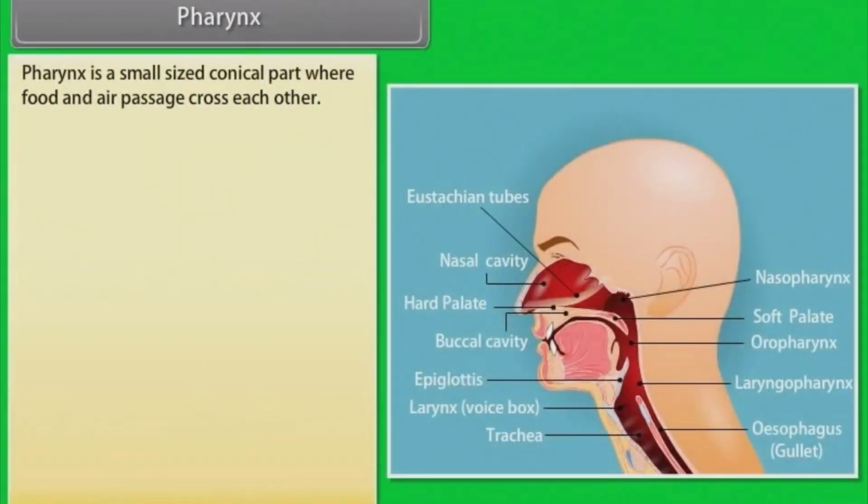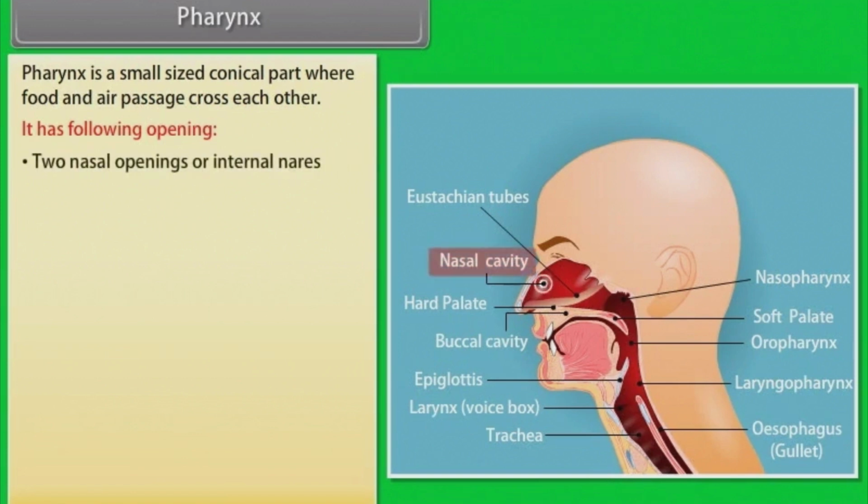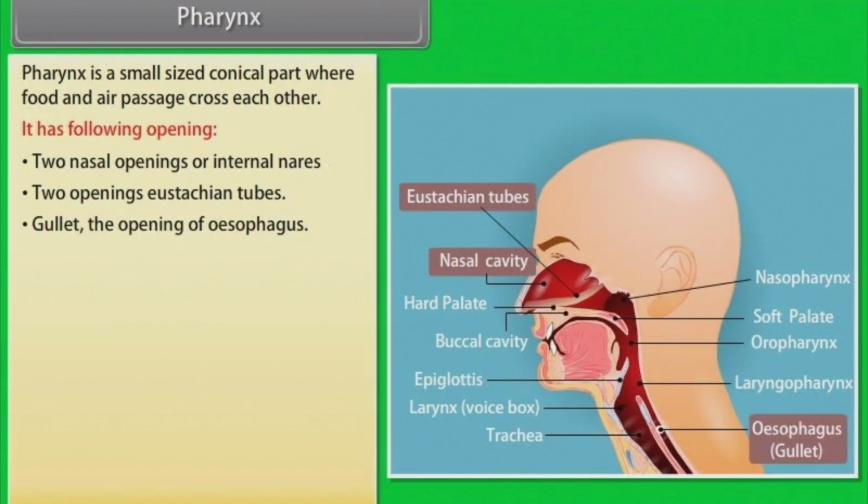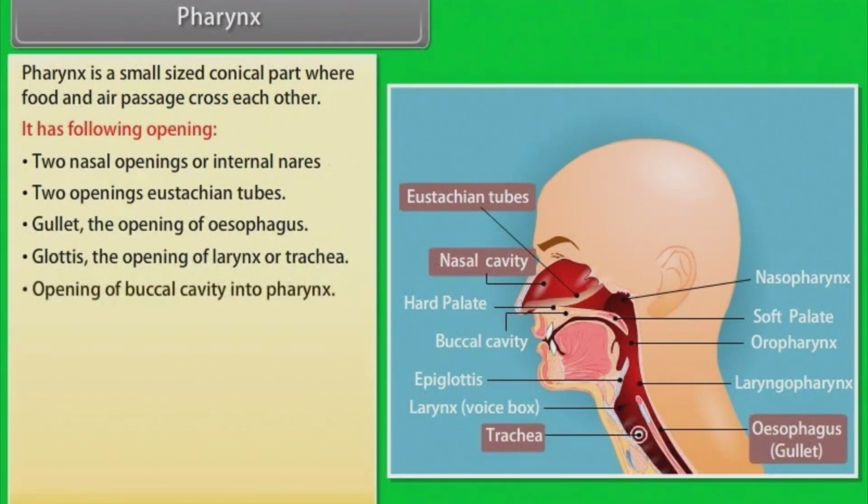Pharynx. The pharynx is a small-sized conical part where the food and air passages cross each other. It has the following openings: two nasal openings or internal nares, two openings of Eustachian tubes, gullet, the opening of the esophagus, glottis, the opening of the larynx or trachea, and the opening of the buccal cavity into the pharynx.